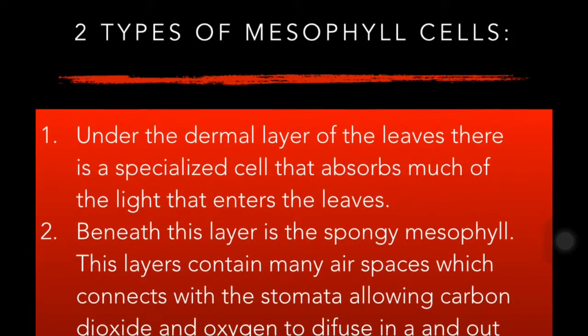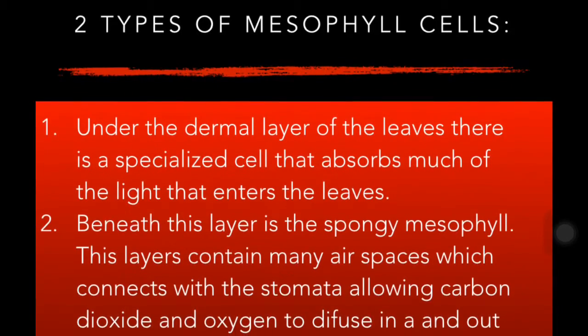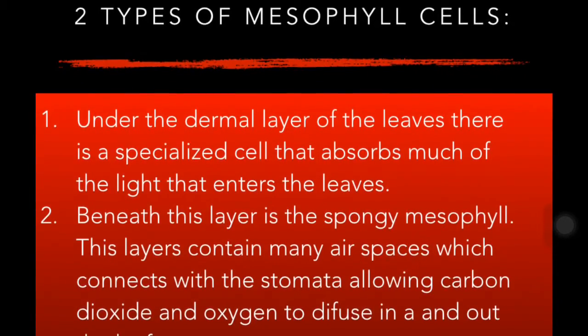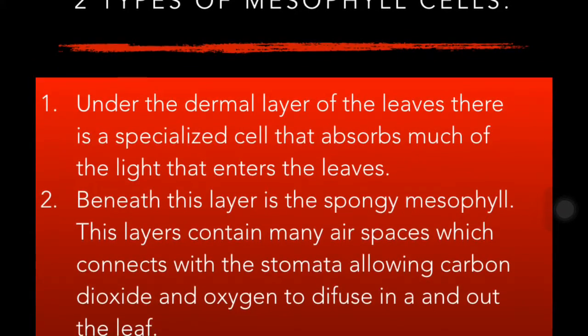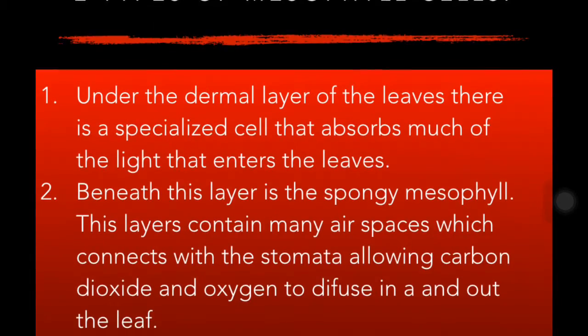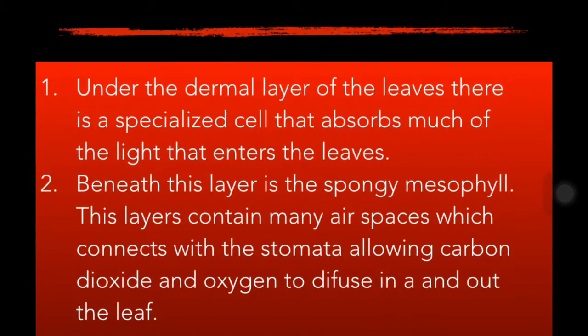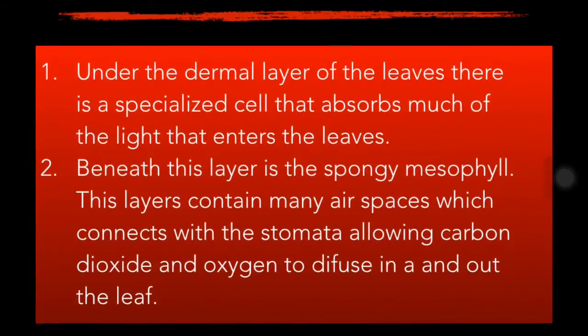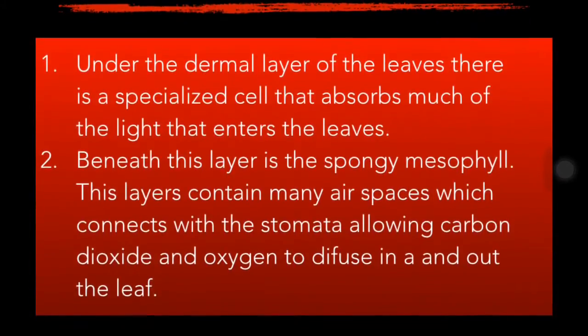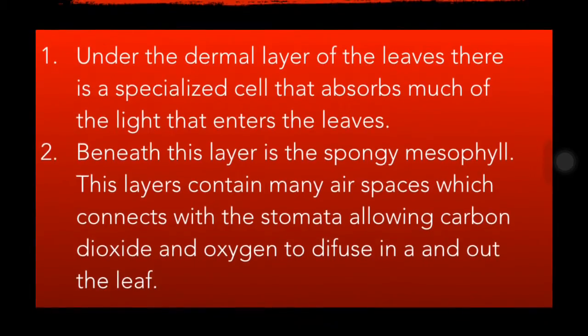Two types of mesophyll cells. The leaf tissue structure mesophyll has two types of cells. One, under the dermal layer of the leaves, there is a specialized cell that absorbs much of the light that enters the leaf. Two, beneath this layer is a spongy mesophyll. This layer contains many air spaces which connect with the stomata, allowing carbon dioxide and oxygen to diffuse in and out of the leaf.